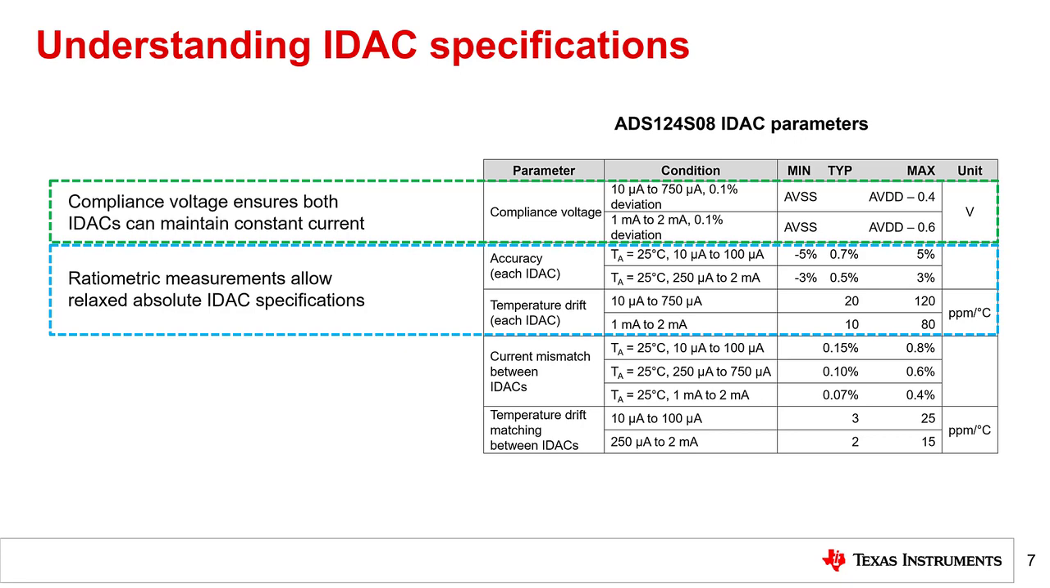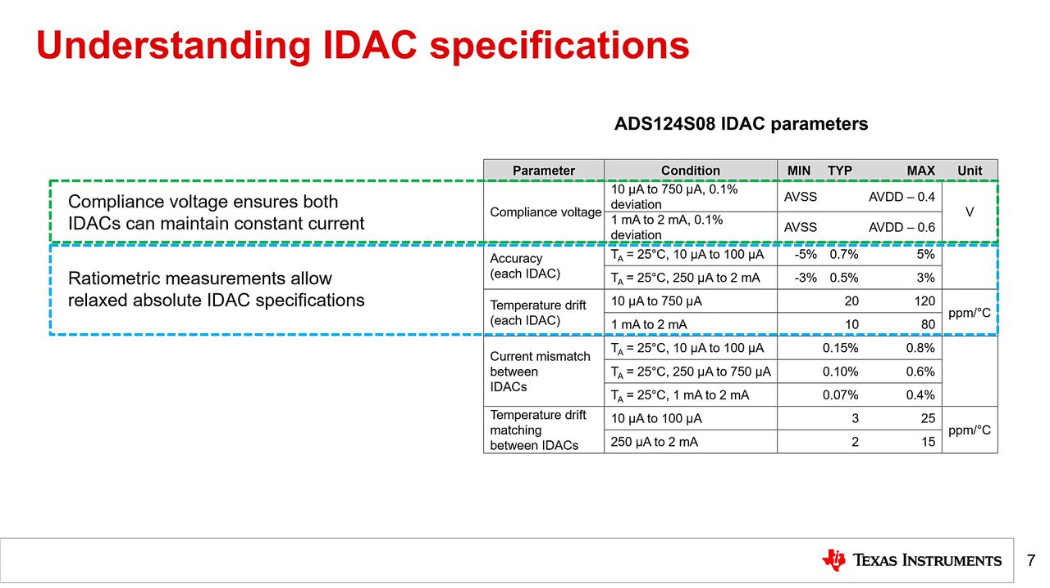That same 100 microamp output current setting has a maximum temperature drift of 100 ppm per degree Celsius. If the ADC temperature increases by 80 degrees Celsius, the IDAC error due to the temperature drift is almost 1%, and this error can be in addition to the accuracy error.